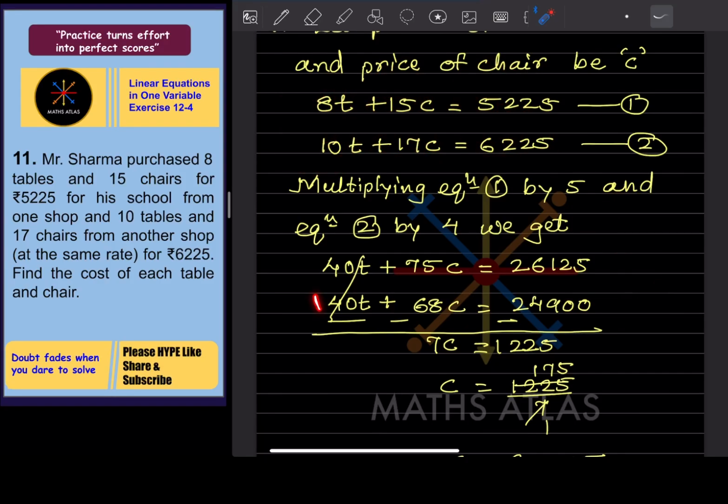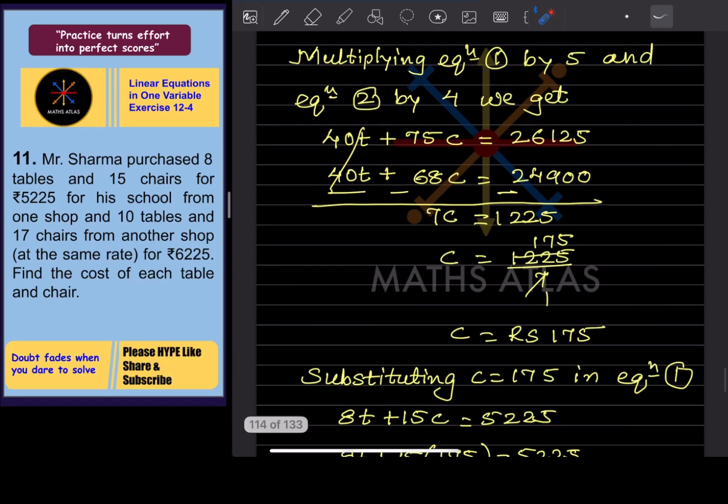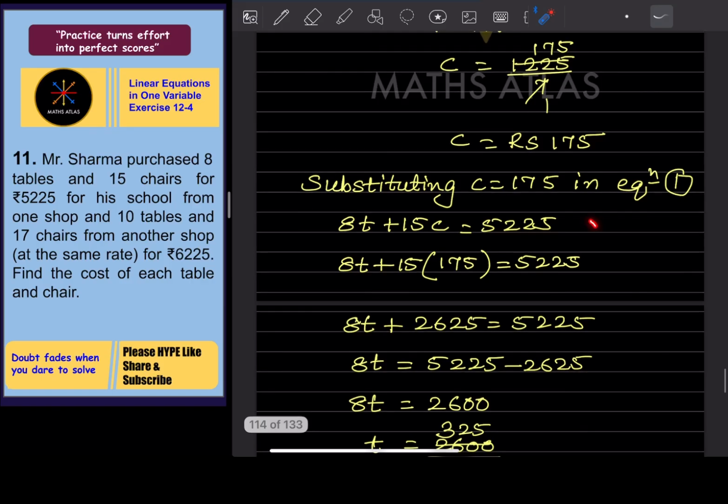So now we can see this is plus, so this is going to be minus, so this gets cancelled out. Again this is plus, so this will be minus, plus, so this is going to be minus. So this will be 7C and this is going to be 1225. So C is going to be 1225 divided by 7, which will be 175. So substituting C is equal to 175 in equation number 1. This is equation number 1.